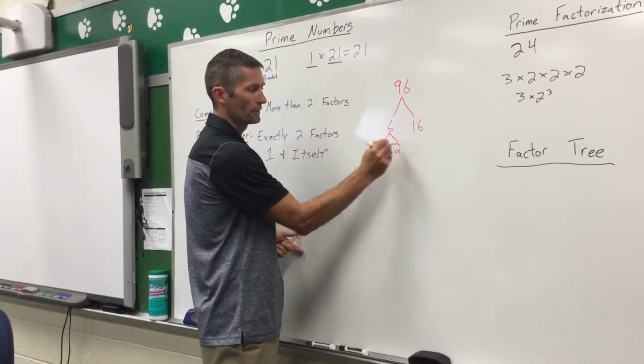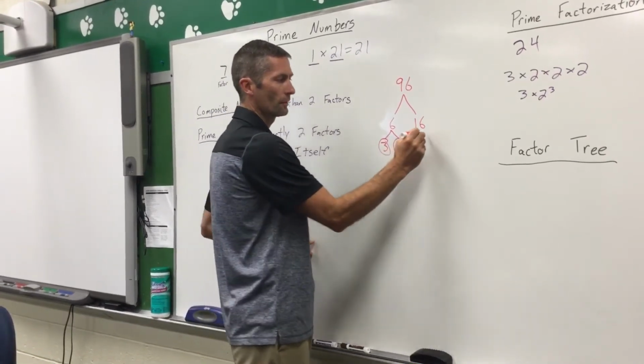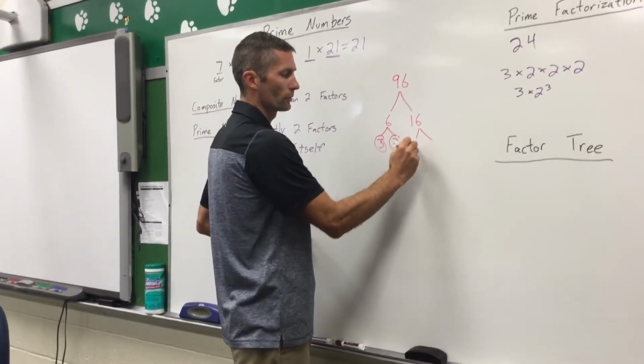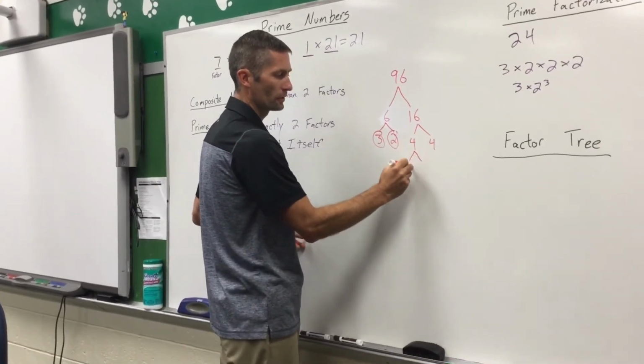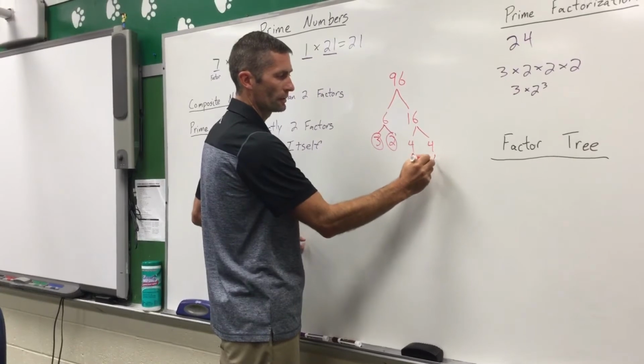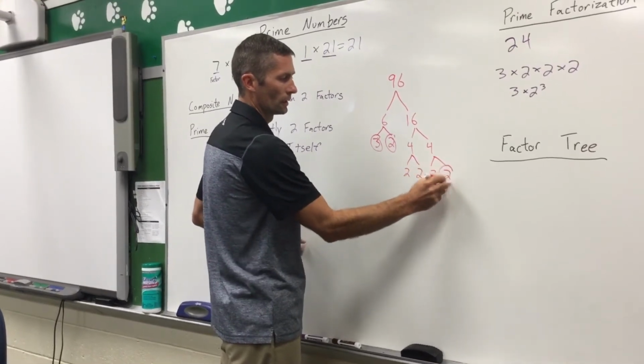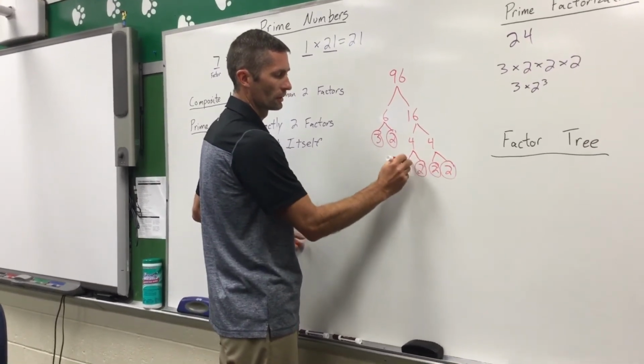Then 6 we can divide up into 3 and 2. 3 is a prime berry, 2 is a prime berry. 16 we can divide up into 4 and 4. We could have done 8 and 2. That would have been fine. 4 divides into 2 and 2. 4 divides into 2 and 2. Those are my prime berries.